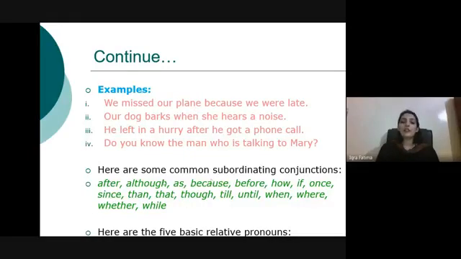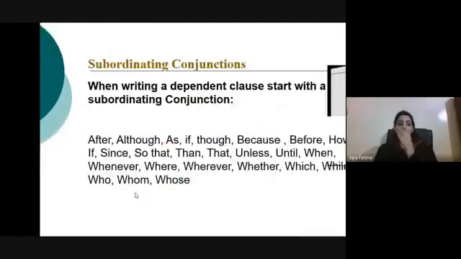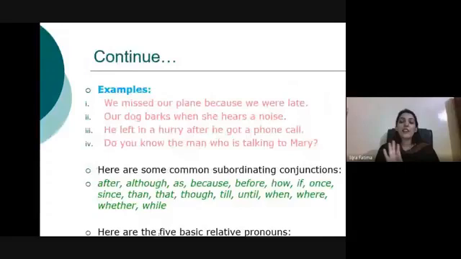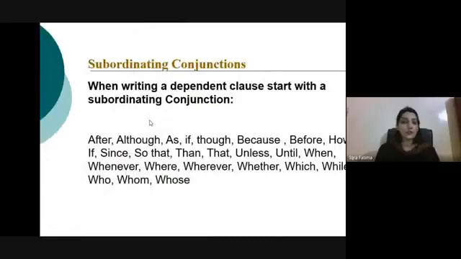So here are some examples of subordinating conjunctions: after, although, as, because, before, how, if, once, than, that, and so on. And here are the five basic relative pronouns which you have already learned in previous classes: that, which, who, whom, and whose. If one independent and one dependent clause are joined by a subordinating conjunction or pronoun, then it's a complex sentence. There are other subordinating conjunctions as well, which you can use to write a dependent clause.